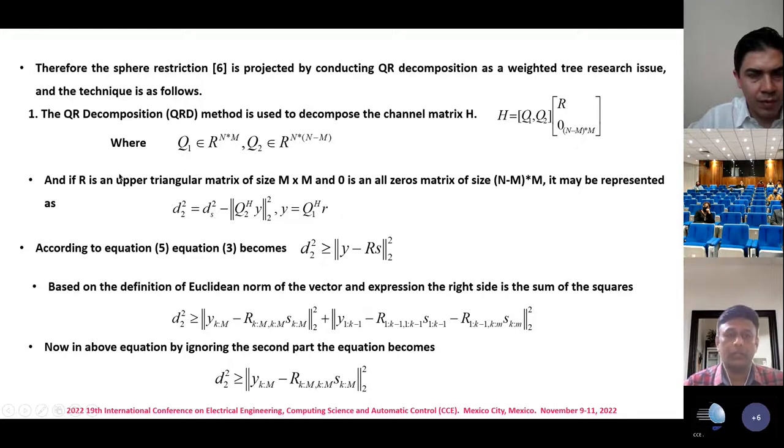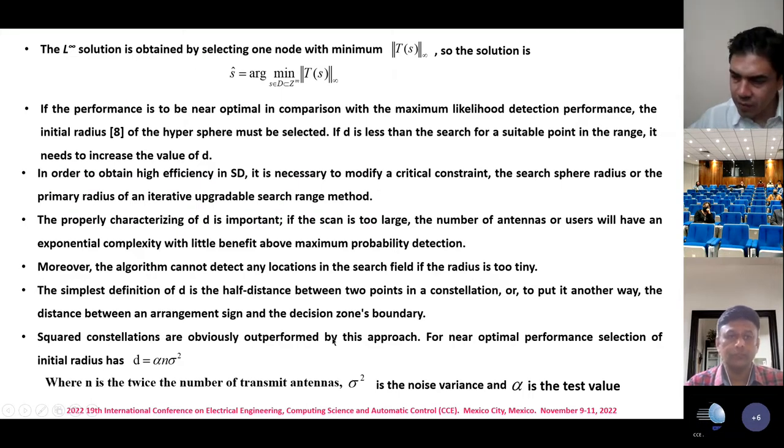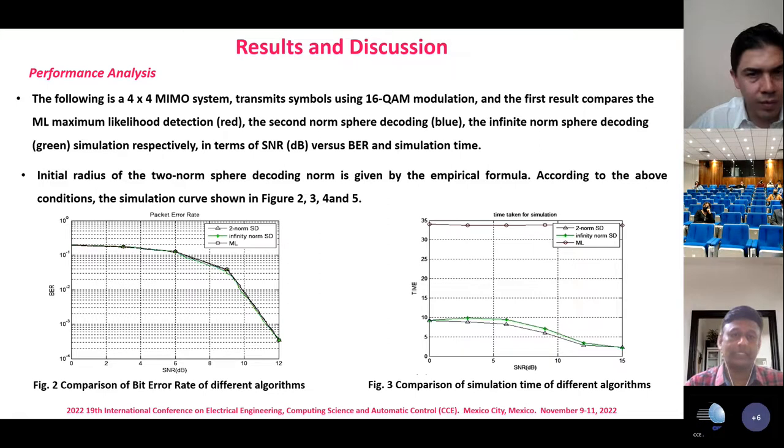First, we have done the QR decomposition method, and then the Euclidean norm to calculate it. After that, we start the iteration for k equals M minus 1, and so on. Coming to this, we have set the sphere detection algorithm based on the L infinity norm. We have calculated one metric, T(s), the infinity norm of T of S, using these expressions. Here we have modified the critical constraint, the search radius. Coming to the results we have obtained in terms of performance analysis.